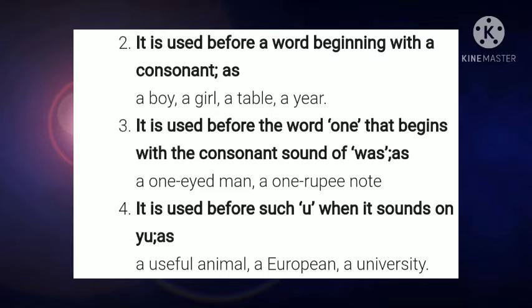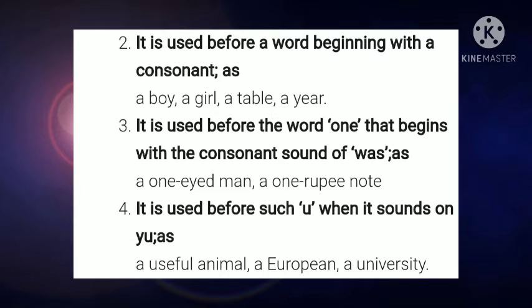The second condition is that the article a is used before the word one, O-N-E, that begins with a consonant sound. For example, a one-eyed man, a one-window house. Whenever you use the word one, we have to use the article a.